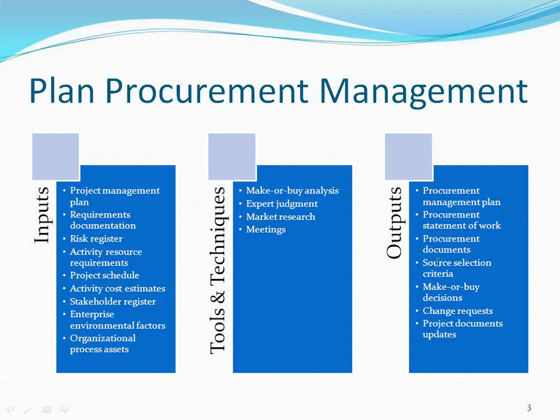Risk register. What is a risk register? A register which contains all the risk information. To address a particular risk, you may have to buy something outside. Transfer the risks, you remember? You may end up buying some insurance. So you have to procure insurance from outside. You have to buy. The moment you buy, it's procurement. Okay?